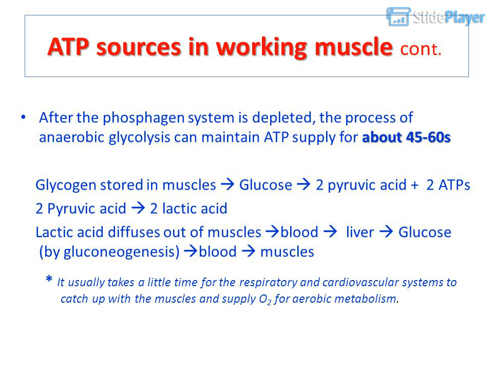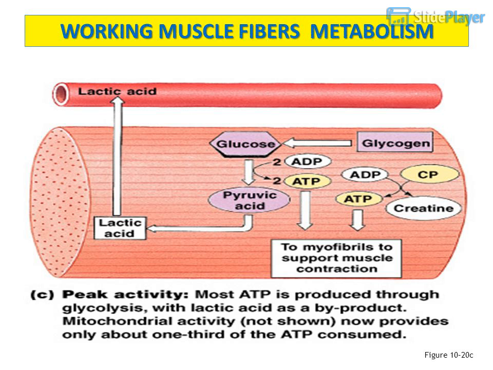ATP sources in working muscle, continued. After the phosphagon system is depleted, the process of anaerobic glycolysis can maintain ATP supply for about 45 to 60 seconds. Glycogen stored in muscles: glucose to 2 pyruvic acid plus 2 ATPs. 2 pyruvic acid to 2 lactic acid. Lactic acid diffuses out of muscles to blood, liver, glucose by gluconeogenesis, blood, muscles. It usually takes a little time for the respiratory and cardiovascular systems to catch up with the muscles and supply O2 for aerobic metabolism. Working muscle fibers metabolism.